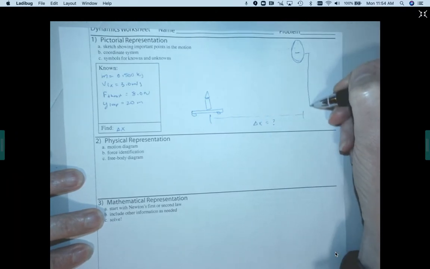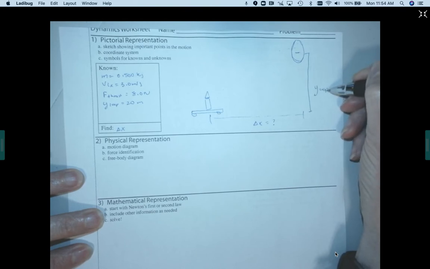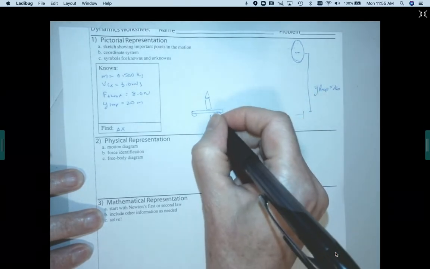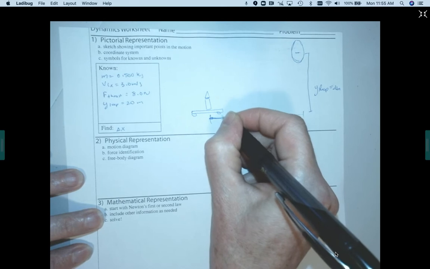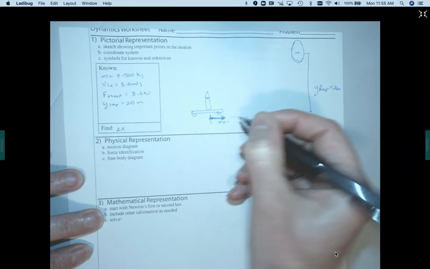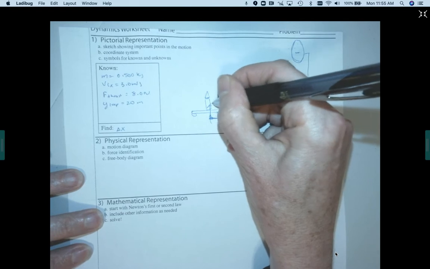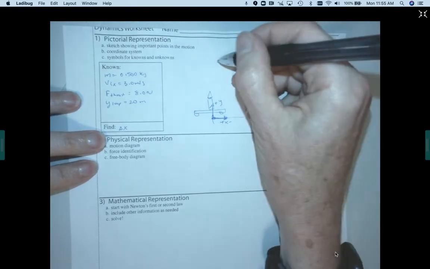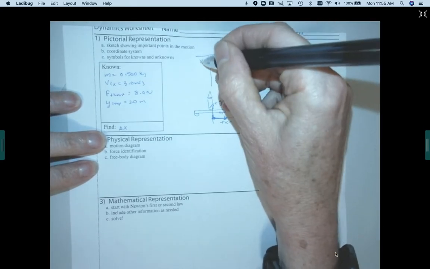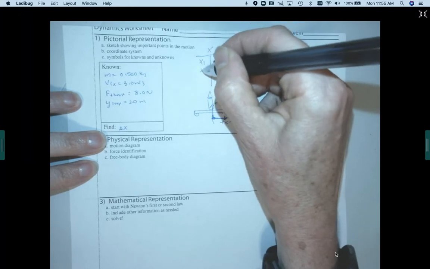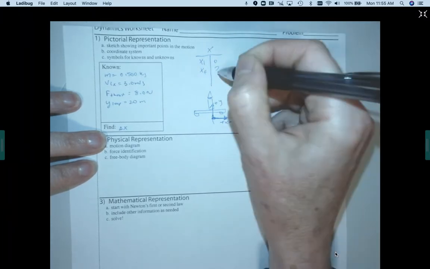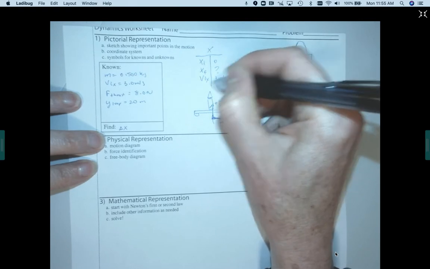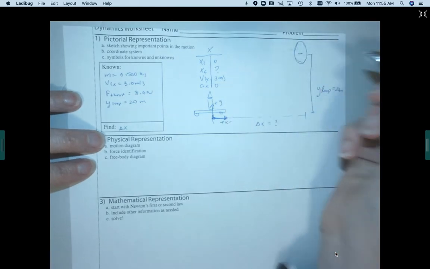We know this is the y of the loop. It's 20 meters. I'm going to define my coordinate axis right here: this is my plus x, and this is my plus y. So if I organize some of my information, I could say my x initial is 0. My x final, I don't know, I want to find that. The initial x velocity is 3 meters per second, and my ax is 0.